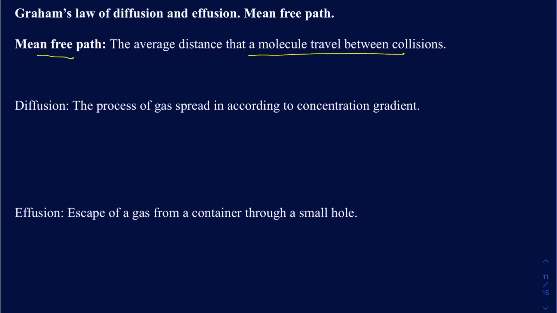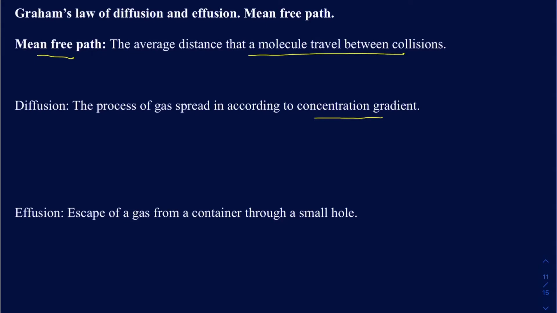Diffusion is a process of gas spreading according to the concentration gradient. For example, if you have a room filled with gas, and all of a sudden you open up that room in all four directions, the gas concentration outside that room is very small. So the gas is going to go from a higher concentration to a lower concentration, and that's just the concentration gradient. How fast a gas can move is called diffusion.